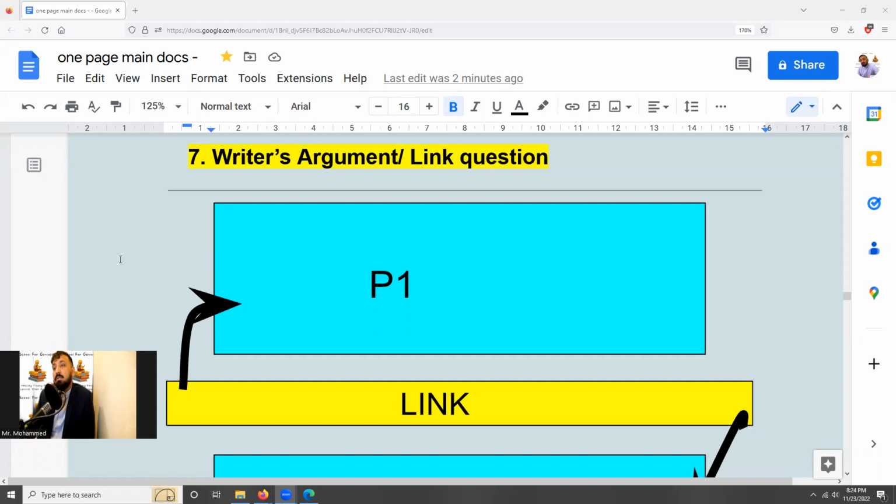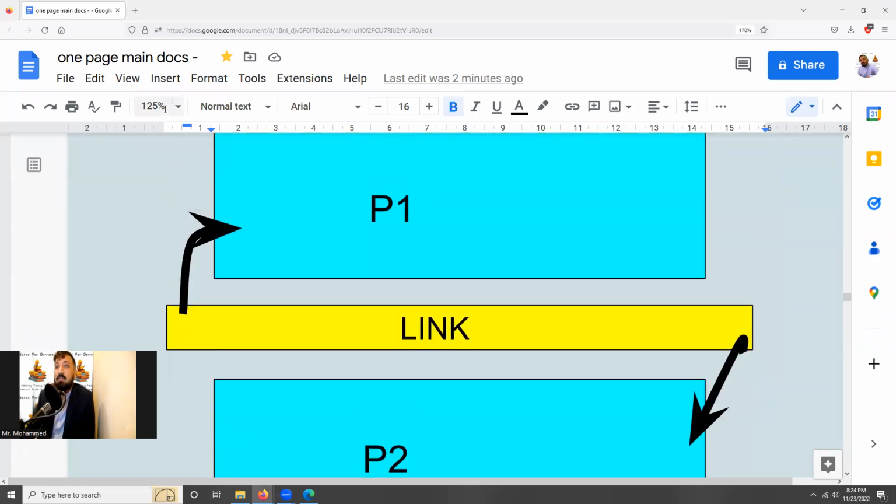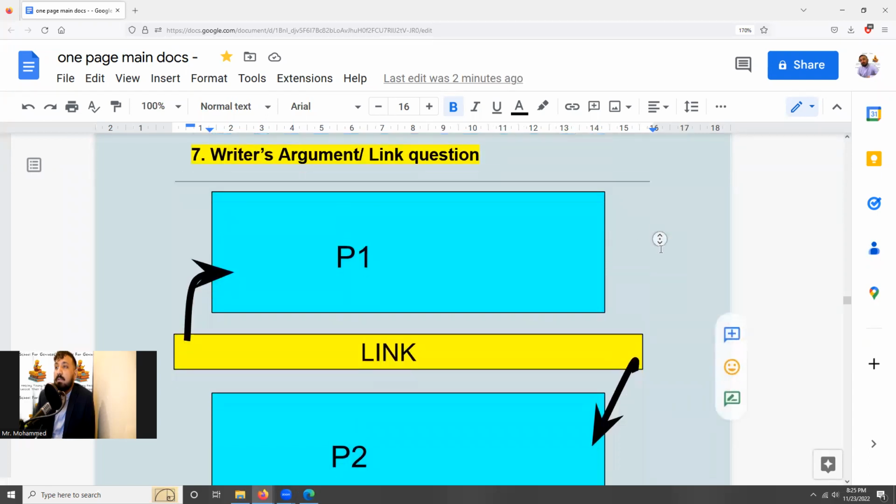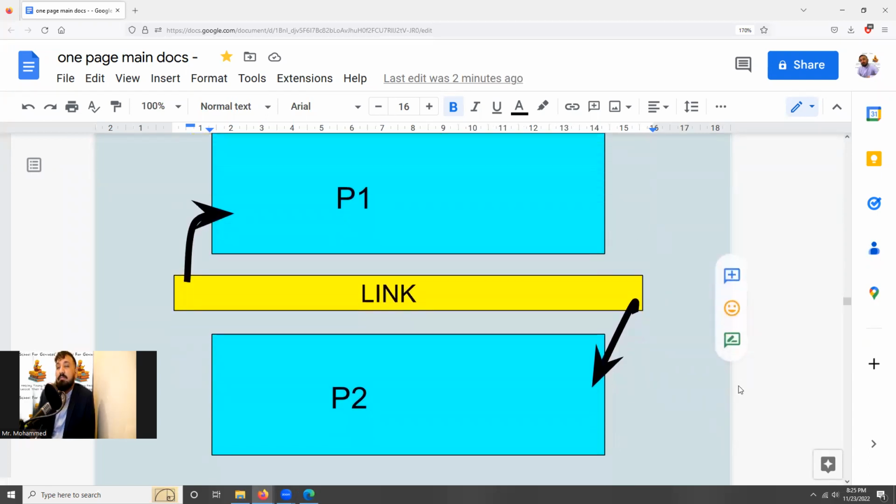Now, the easiest way for me to explain this question is through a picture. So what I'd like you to do is look at this picture and then make your own version of it. At the top we have a paragraph, so this would be paragraph 1. We then have this thing in the middle called a link. And then at the bottom we have paragraph 2. So make your own rough version of this.